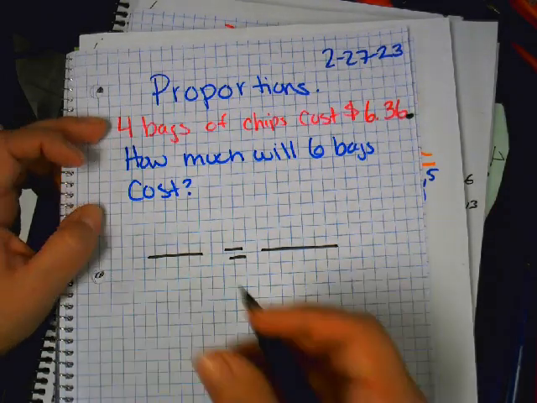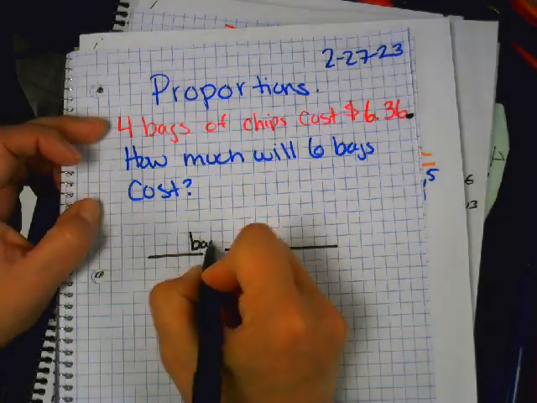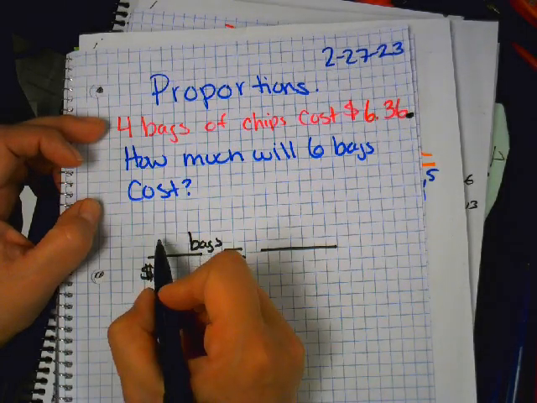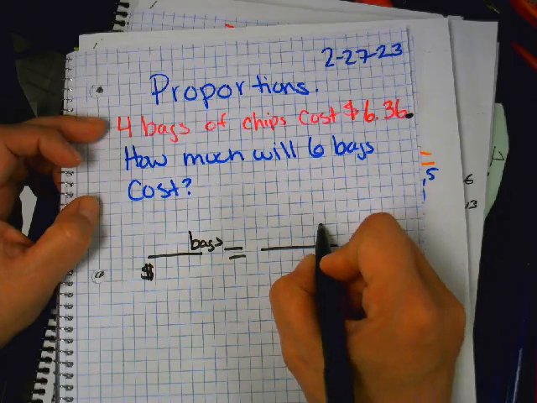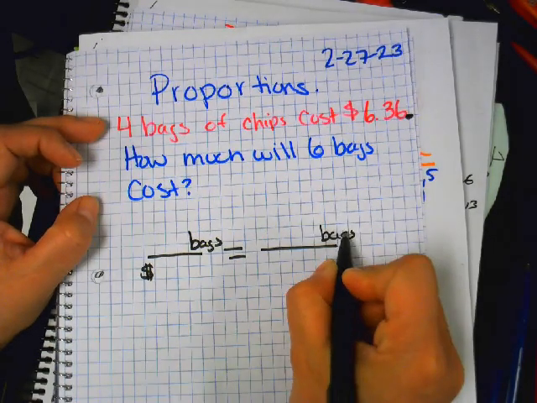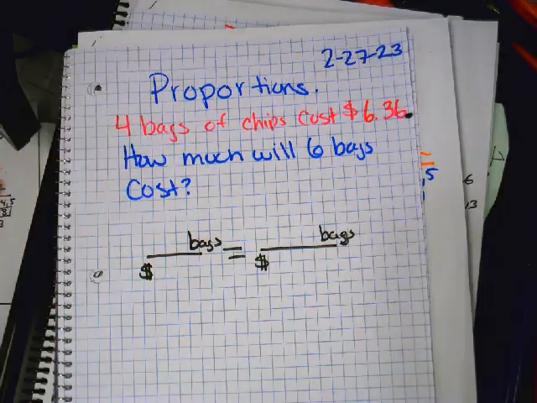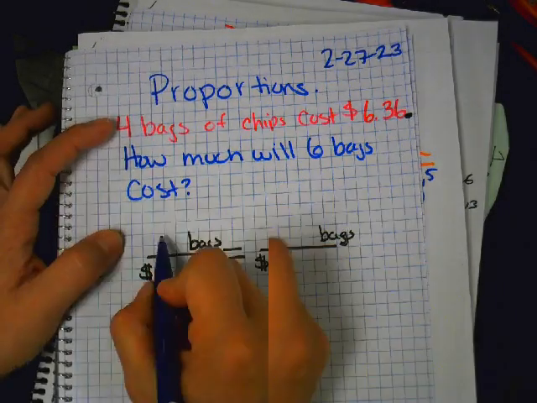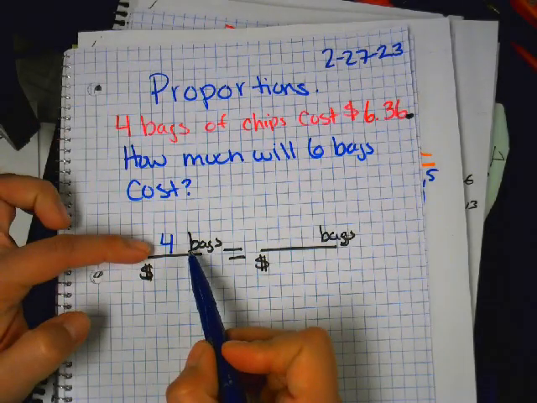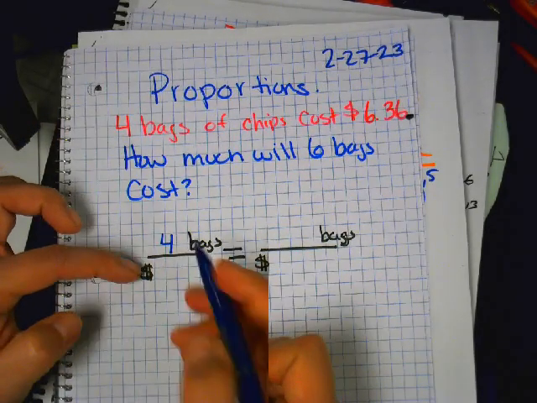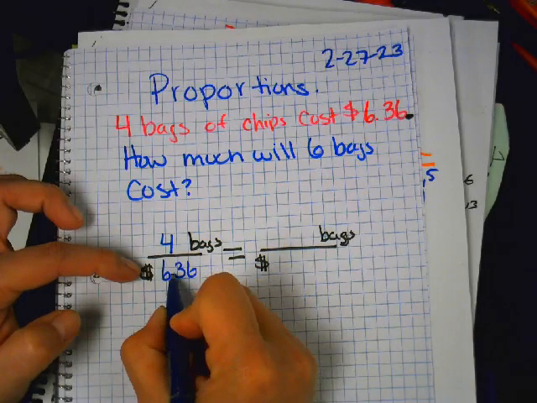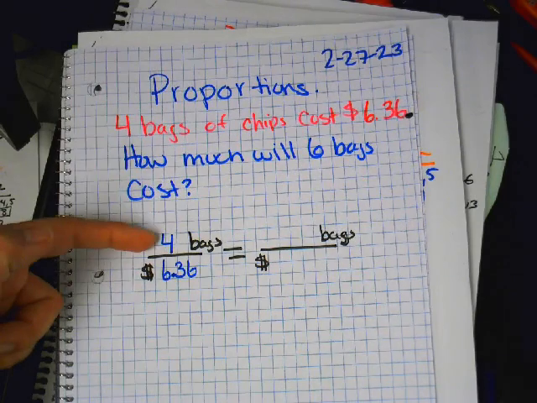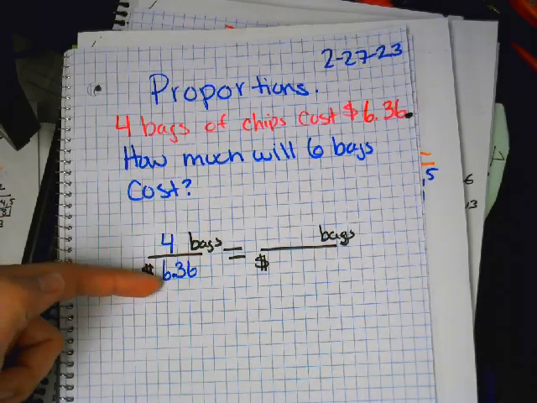So we're talking about bags of chips and money. So 4 bags of chips and money. And so I'm going to label this bags and money. So we have bags on the top and money at the bottom. And our first sentence said 4 bags. How much does 4 bags cost? $6.36. So notice how I plug in the 4 over $6.36. So 4 bags cost $6.36.